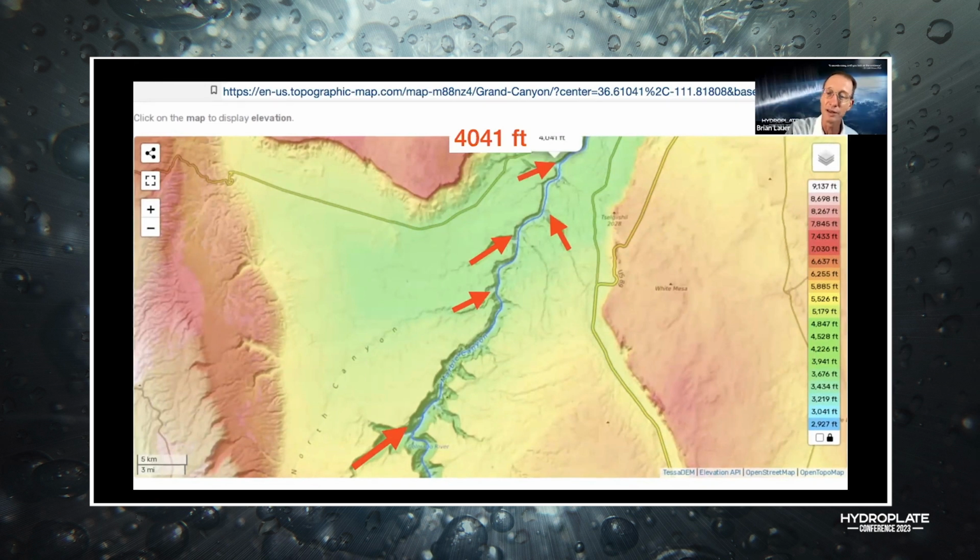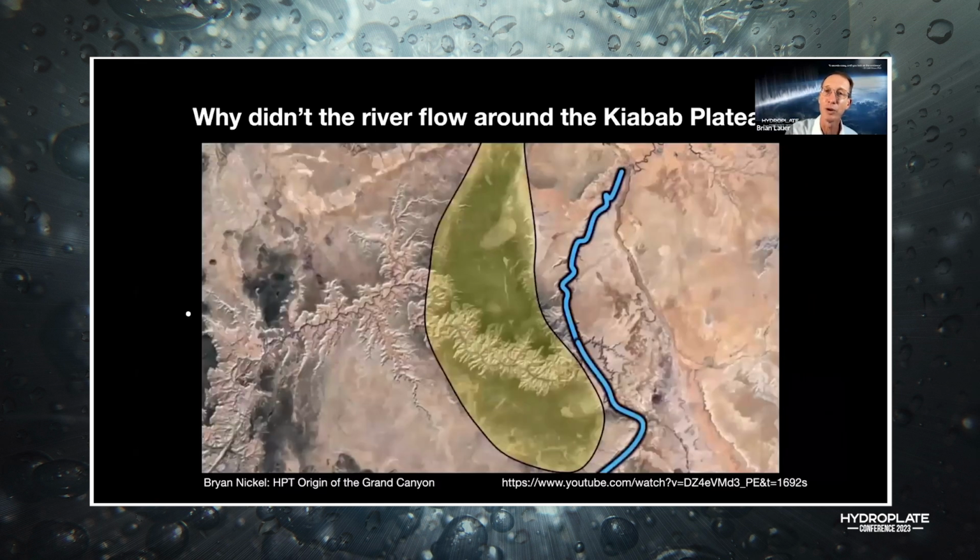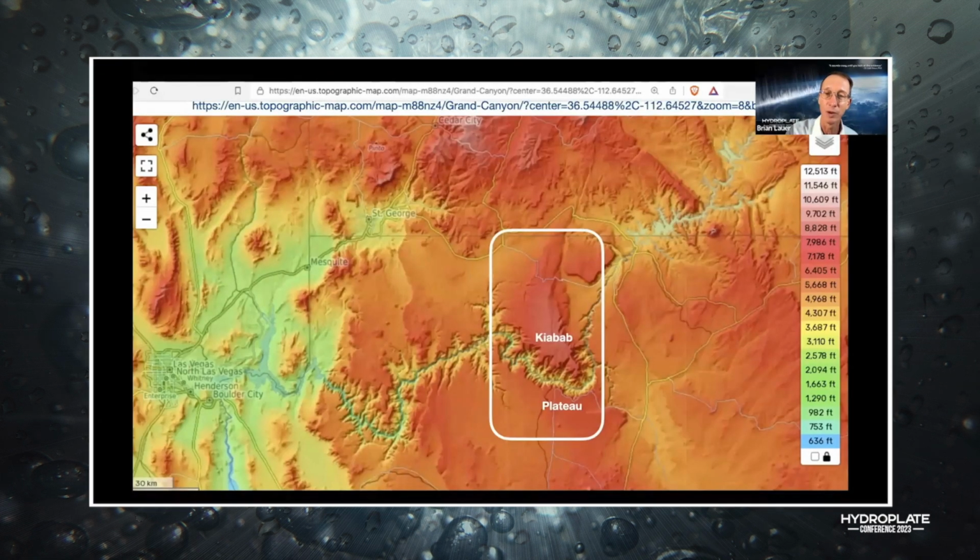So what you're seeing is the land is sloping to the northeast, and yet the river is flowing to the southwest. How in the world does that happen? And why did the river flow around the Kaibab Plateau? Again, it went right through it.